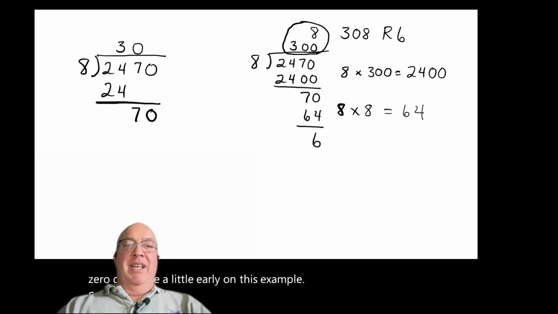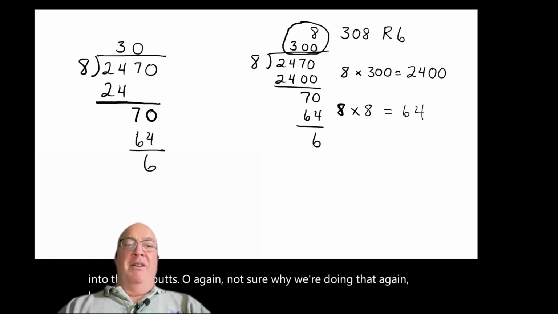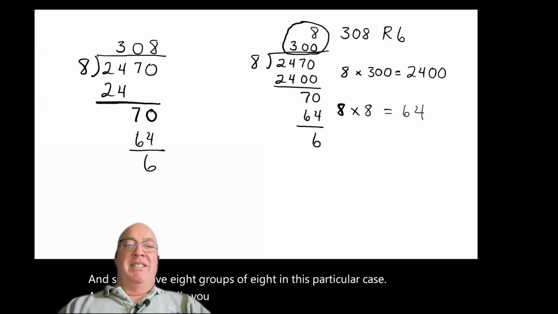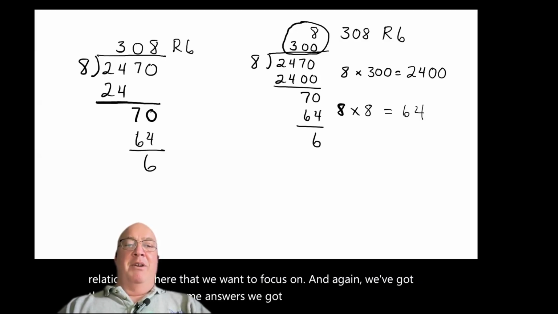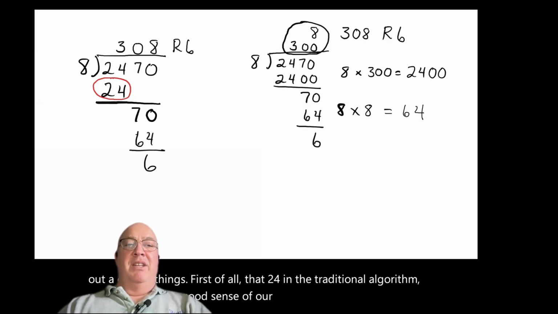So now we're asking ourselves, we have 70 marbles, and we're going to move them into those 8 pots. Again, not sure why we're doing that again, but we're doing it. And so we have 8 groups of 8 in this particular case. And we're not really asking, how many times does 8 go into 70? Again, not really liking that imprecise language because there's a multiplicative relationship there that we want to focus on. And we've got same answer as we got. But I want to point out a couple things. First of all, with that 24 in the traditional algorithm, we have to have a good sense of our place value. In this case, you're not seeing it.